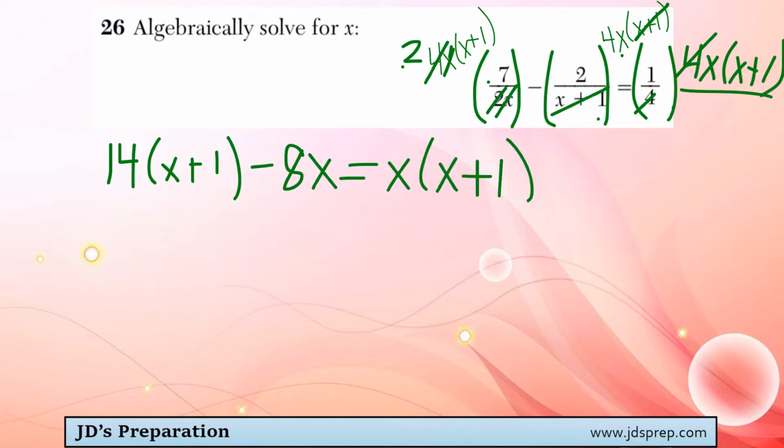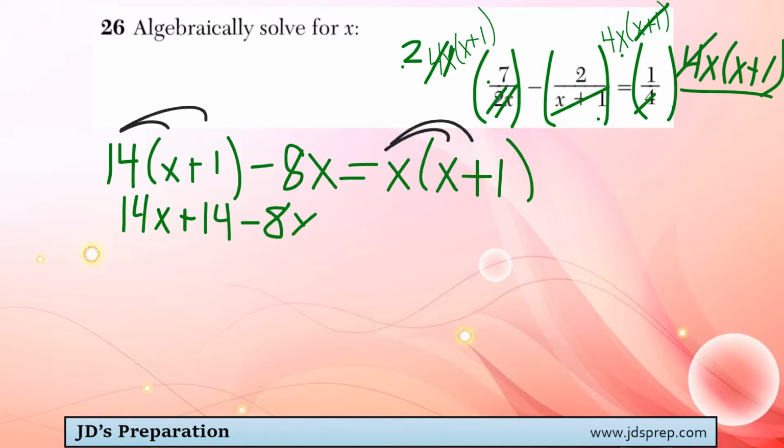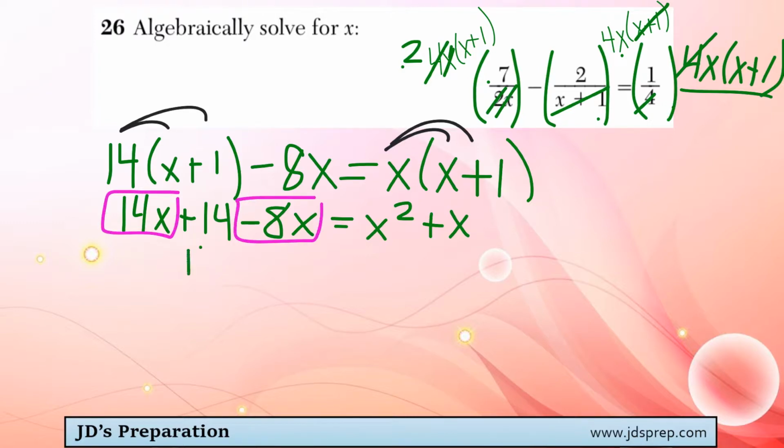All right, now let's go ahead and get rid of these brackets. We're going to distribute here and here to get 14x plus 14 minus 8x equals x squared plus x. All right, now let's move everything over to one side. Well, actually, first, I guess we can combine our x terms together. That's going to become 14, and then 14 minus 8 is 6, so plus 6x.